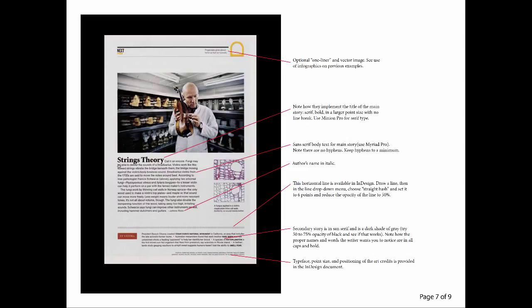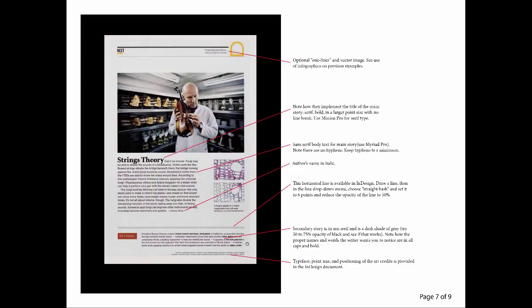The title of the main story is always bold and a larger point size. The body text is always sans serif. The author's name is always in italics. And this is all written here, so you don't have to memorize this. It's all in the PDF. There's this horizontal bar of a certain line style, which I'll provide for you. Now the secondary story is in a grayscale, a gray shade.